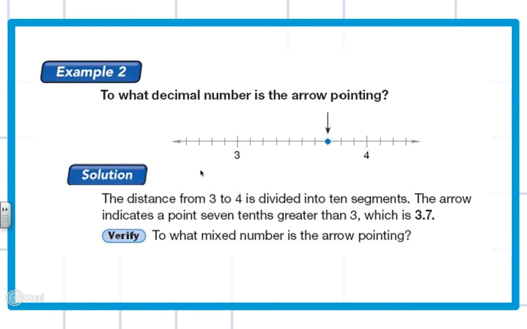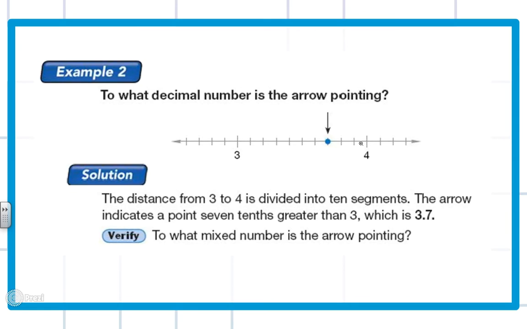Example number 2: to what decimal number is the arrow pointing? All right, so what we have to do is it's between 3 and 4, right? And we can count how many lines are in between, so we know what our fraction is. In this case, there's 10 lines.